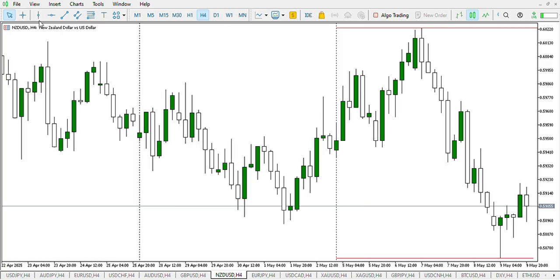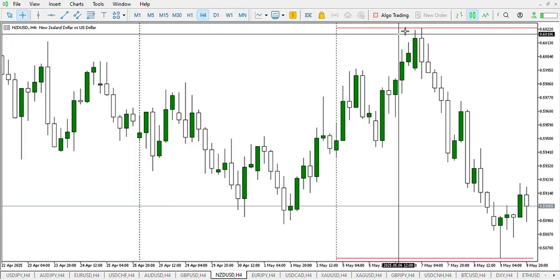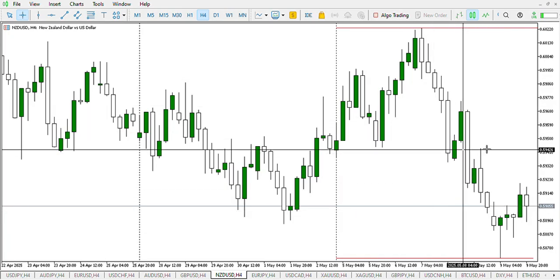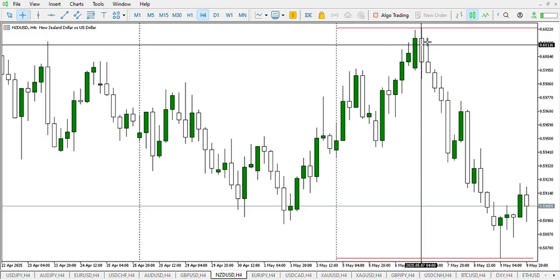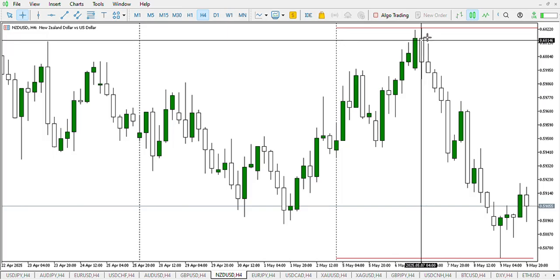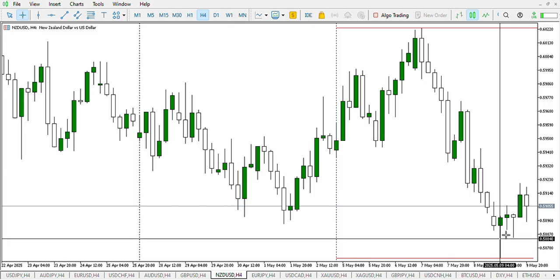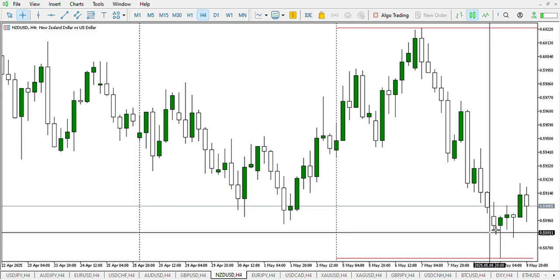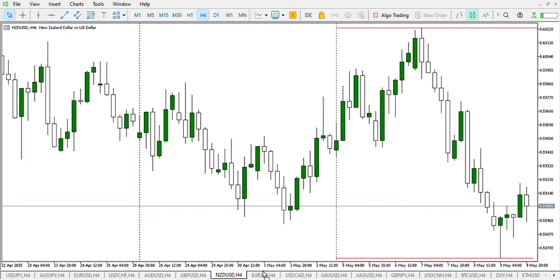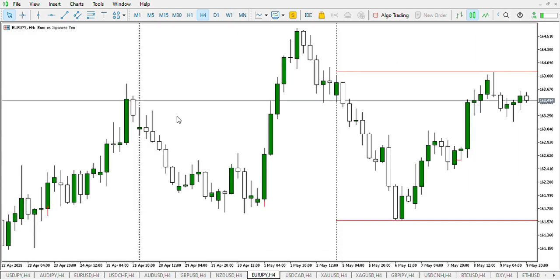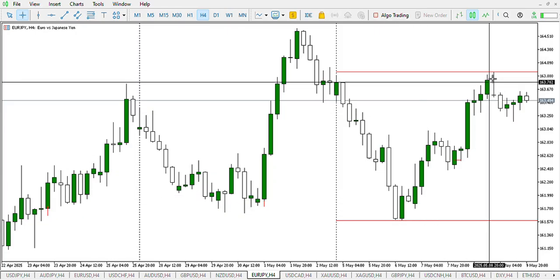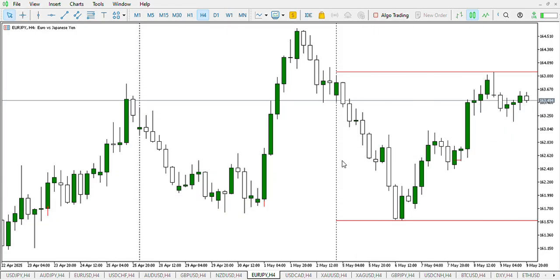On NZD/USD, you can see we have the sellers at the top and we have the buyers at the bottom. So right here, we do not look out for this pair because the sellers at the top are not in danger, and the buyers right here at support are not in danger. Here we can see the buyers at the bottom are not in danger, and we can see a doji candle, an indecision candle, so we do not look out for this pair.